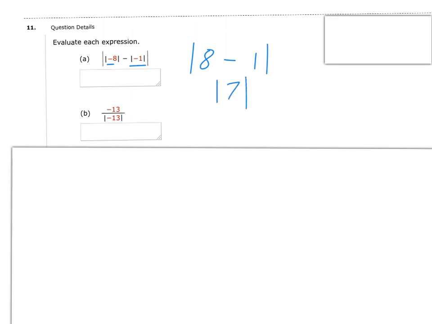I have to actually do the subtraction. And then the absolute value of 7 is obviously 7. Next up here, I need to take care of that absolute value on bottom first. So that'll be negative 13 over a regular 13. And so that's going to come out to negative 1.